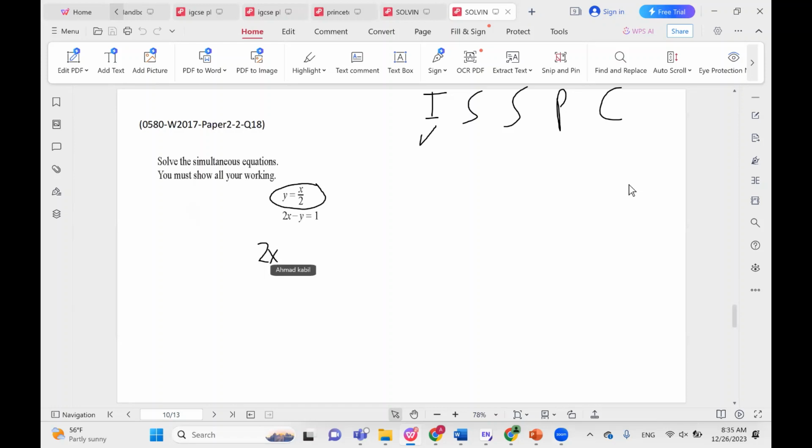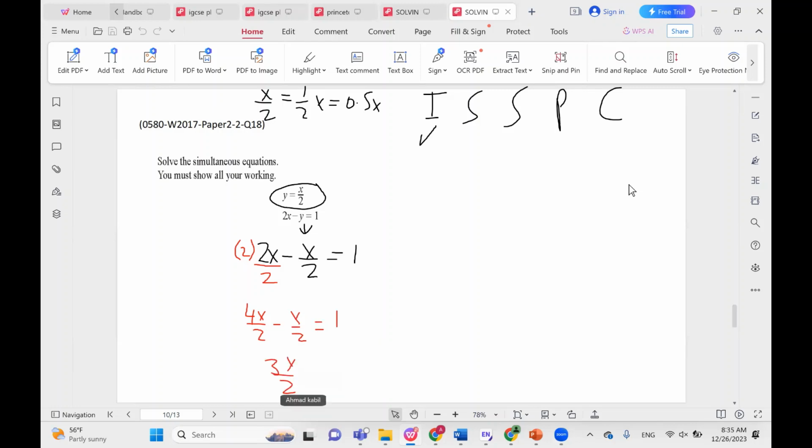Now I move on to substituting. So 2x minus y, which is basically x over 2, equals 1. I just substituted here. And 2x minus x over 2, you need to understand that x over 2 is the same as half x, which is the same as 0.5x. These all mean the same thing, actually. If you don't know how to work with this, you can just try to have a common denominator. So you want this to be over 2, so you need to multiply here by 2. So you get 4x over 2 minus x over 2 equals 1. So 3x over 2 equals 1.